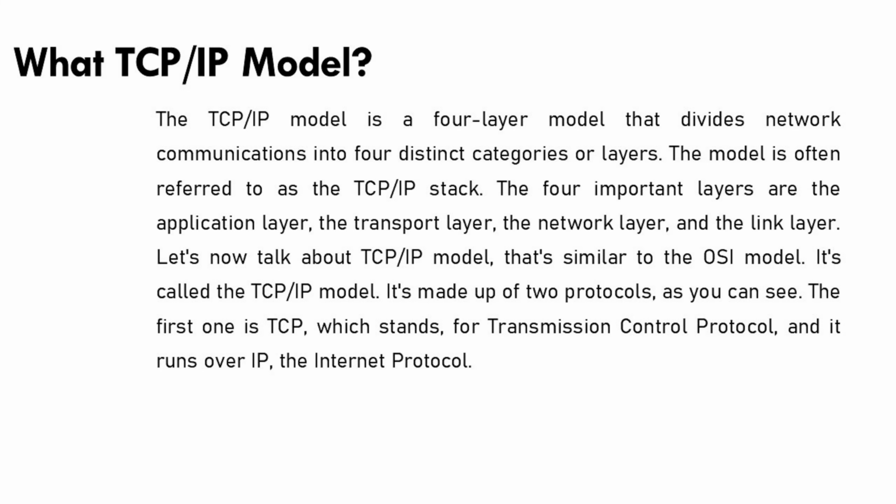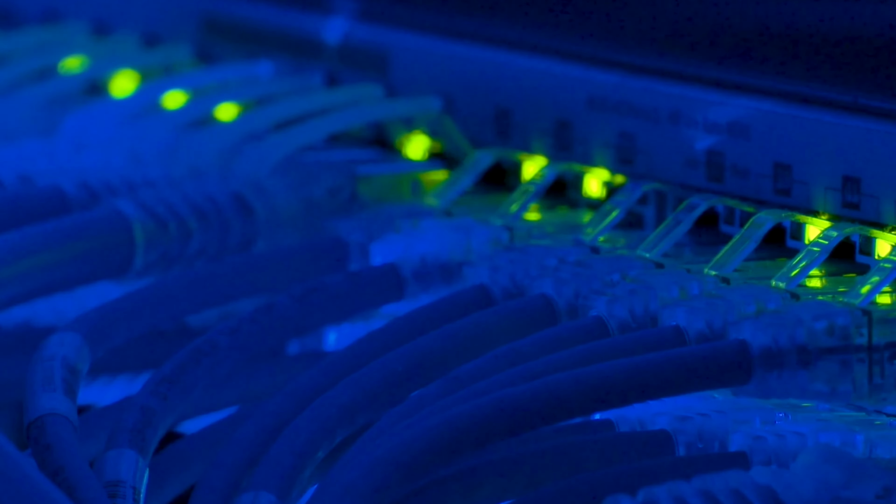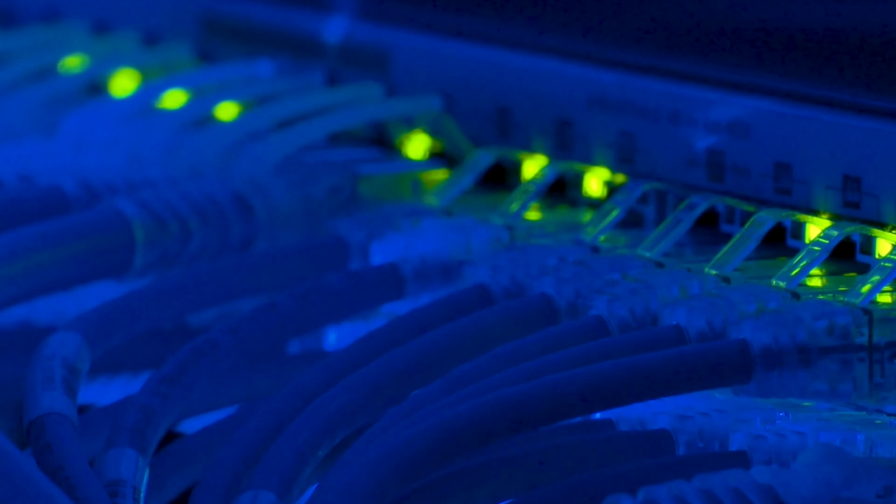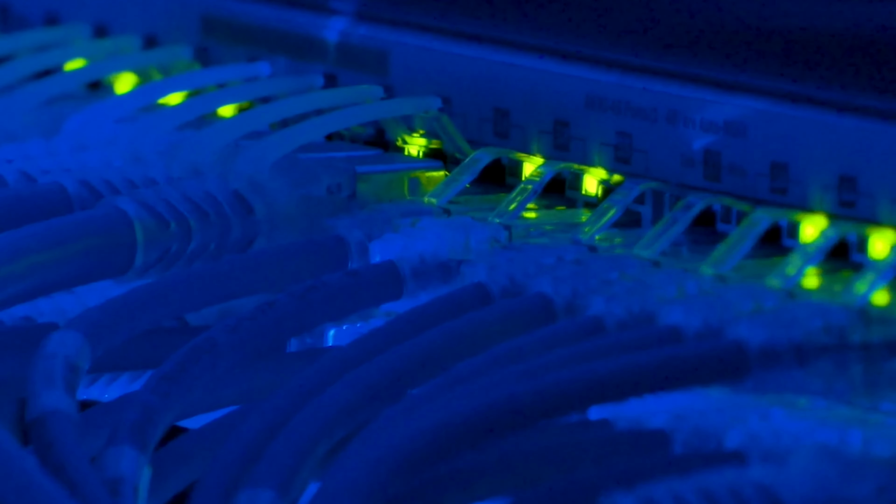What is the TCP/IP model? The TCP/IP model is a four-layer model that divides network communications into four distinct categories or layers. The model is often referred to as the TCP/IP stack. The four important layers are the application layer, the transport layer, the network layer, and the link layer.